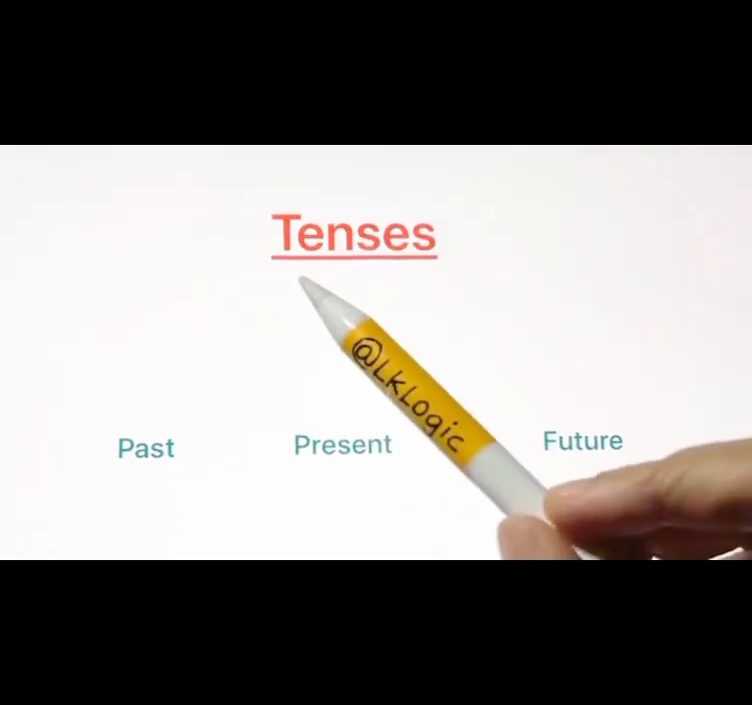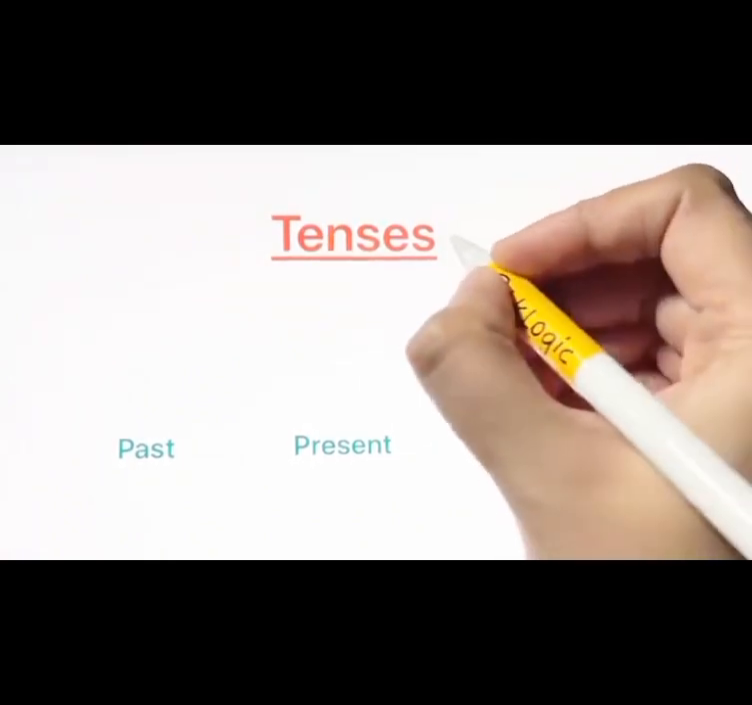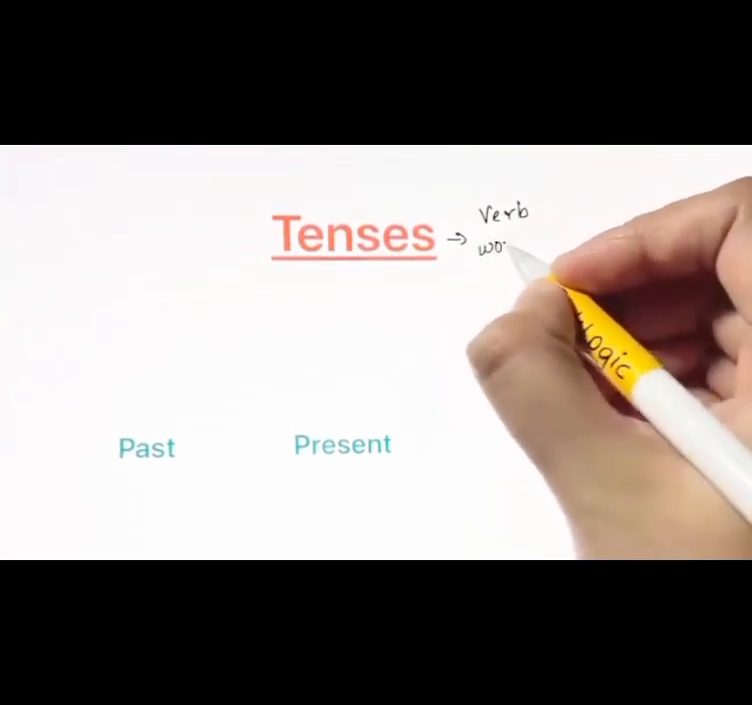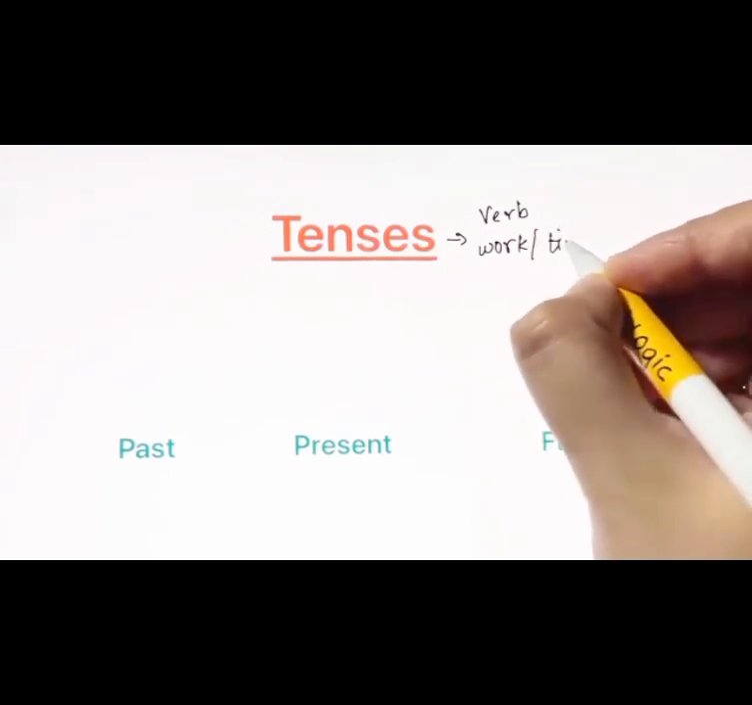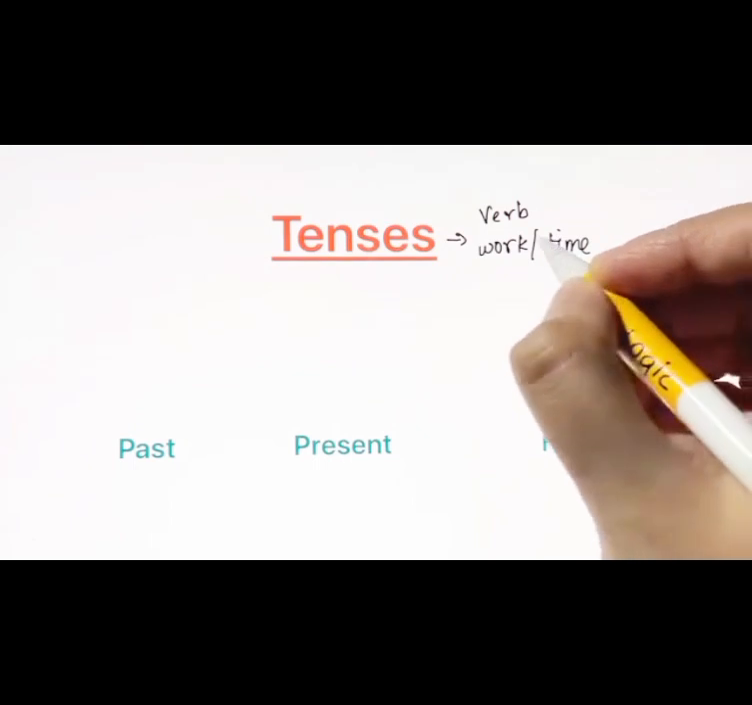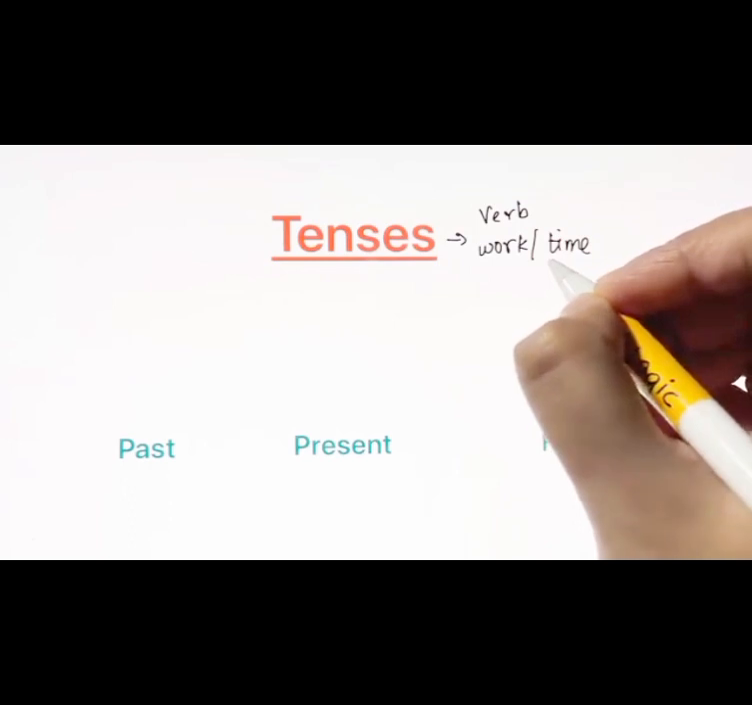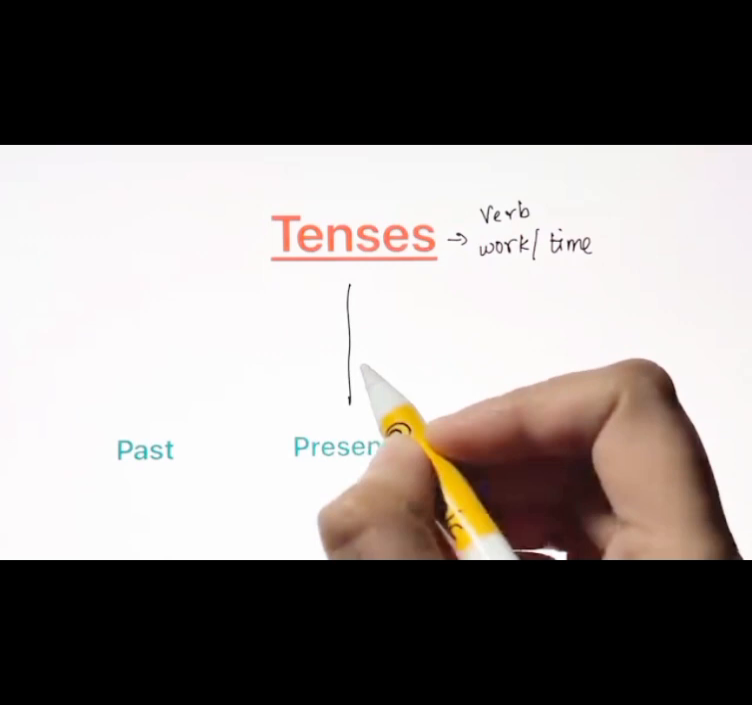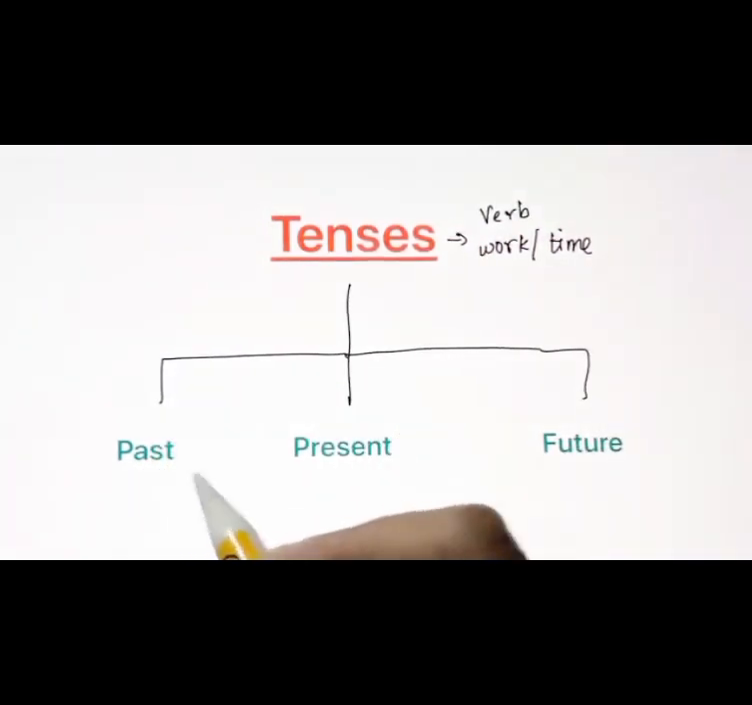Hi guys, in this video we're going to learn about tenses. Now what is a tense? A tense is a form of a verb, you can call it work, what you're doing, that allows you to express time. The tense of the verb tells us when an event or something existed or when a person did something. So it is divided into three main parts: the past tense, the present tense, and the future tense.